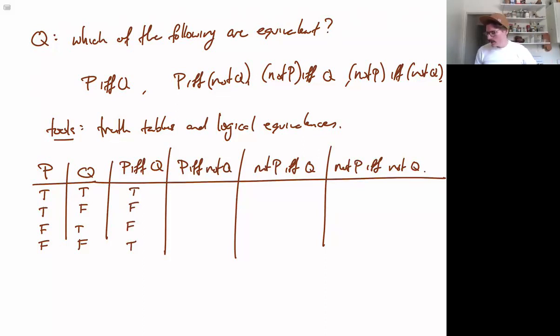What about P if and only if not Q? This column. This is true when P and not Q have the same truth value, which is the same as saying that it's true when P and Q have opposite truth values. So like this and like this, and it's going to be false when they have the same truth value. So what did I just say? It's true in these two cases and false in these two cases.